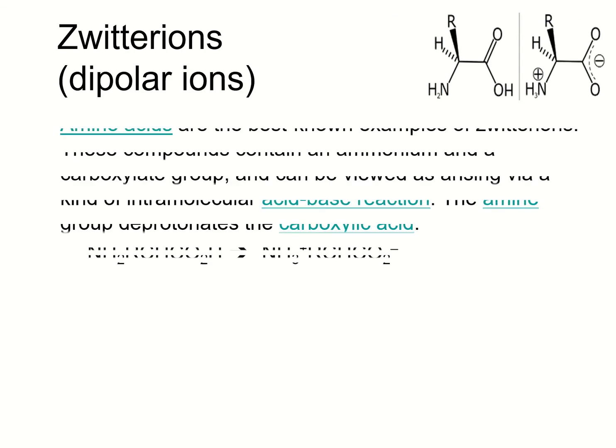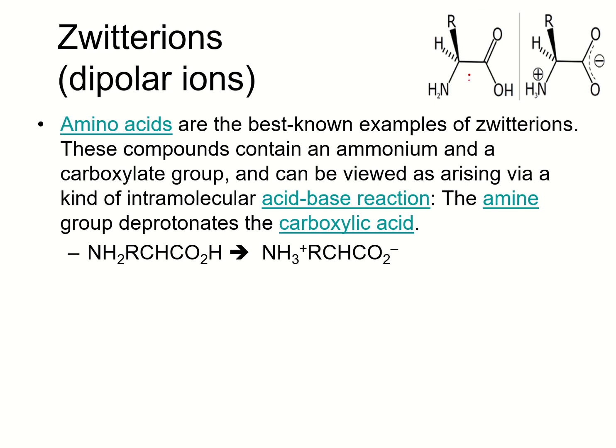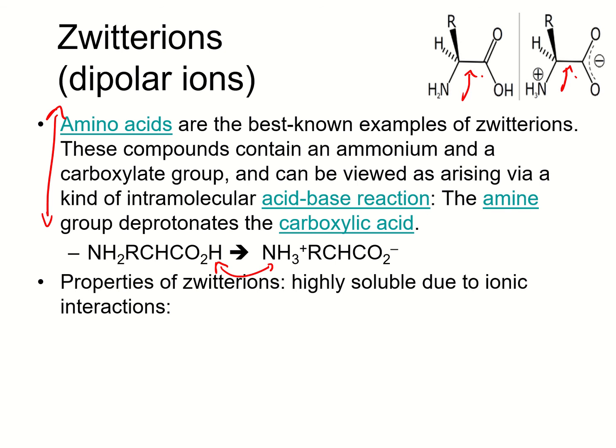So zwitterions, dipolar ions. You can see here we just have the normal amino acid structure, and we're just trying to show the zwitterion here. And fairly obvious, that little bit at the top there really is just what I've said on the last slide. This is just showing the amino acid turning into the zwitterion form of that amino acid.